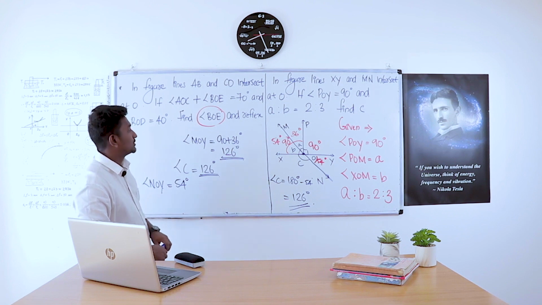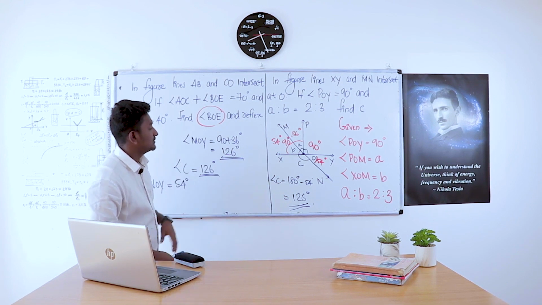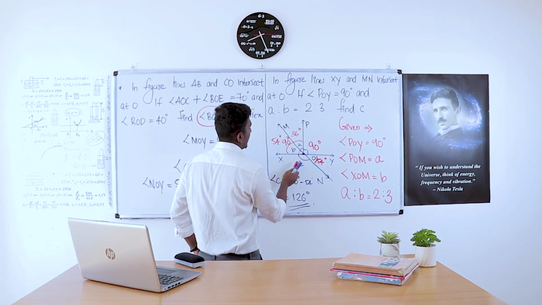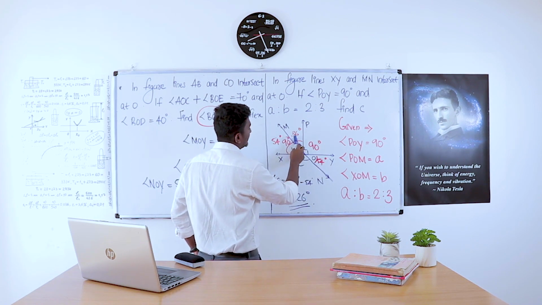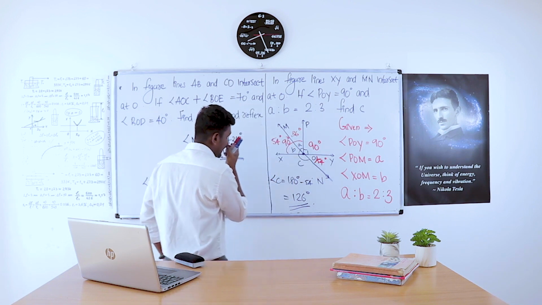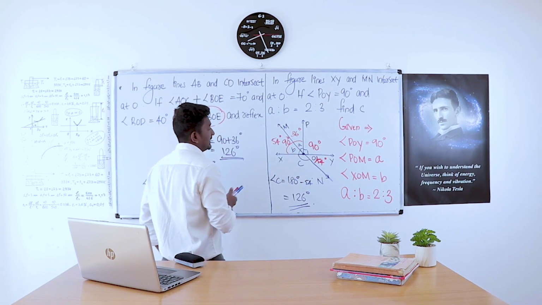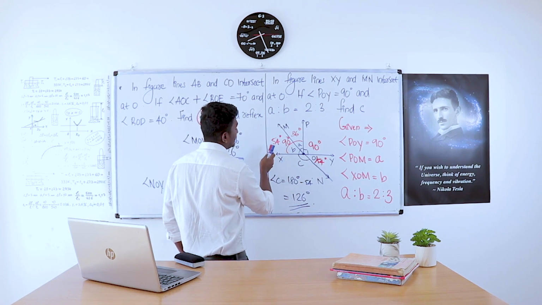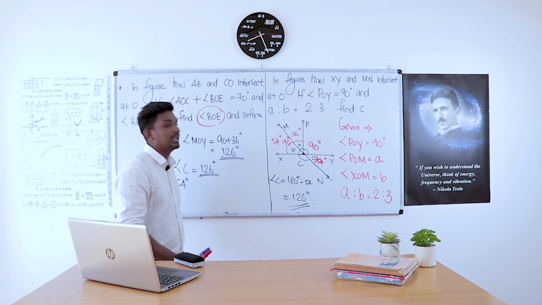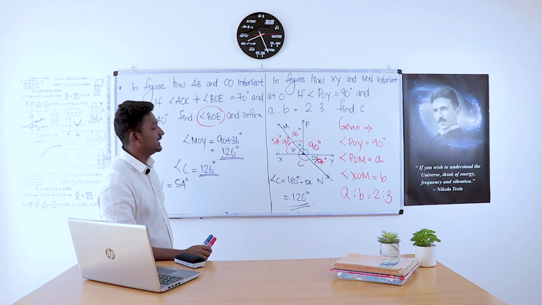We can solve this question in both ways. The first way is angle C is vertically opposite to angle MOY. We have the value of MOY, that is 90 plus 36, 126 degrees. The next method is angle NOY is vertically opposite to B. B is 54 degrees. Therefore, angle NOY is also 54 degrees.